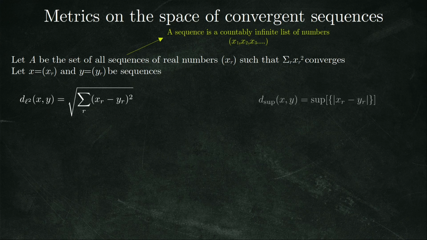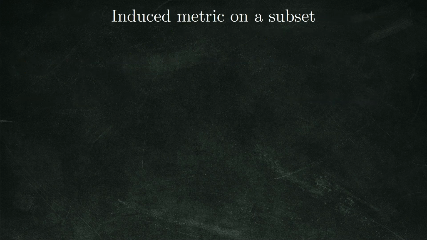Alternatively, we have the supremum metric. So we take the maximum difference of all the different elements, and then the biggest difference is the distance between the two sequences. We're now going to look at a couple of examples where we build a new metric space from an old metric space. Now, sometimes this might be obvious, but in some examples there can be a little bit of nuance.